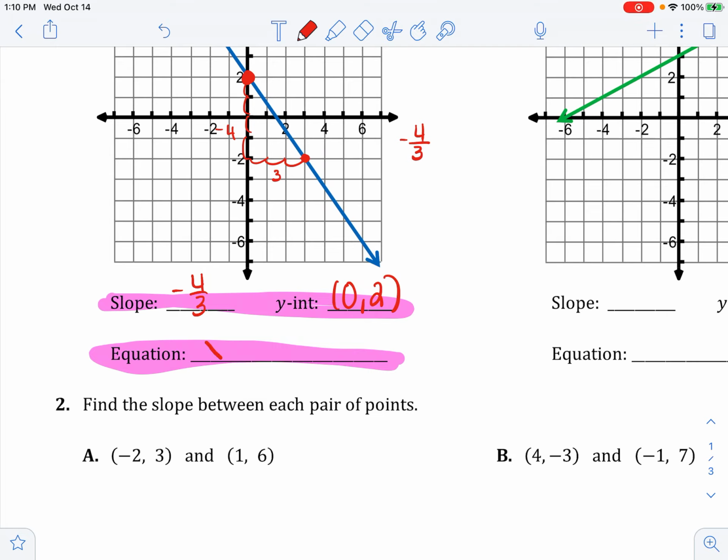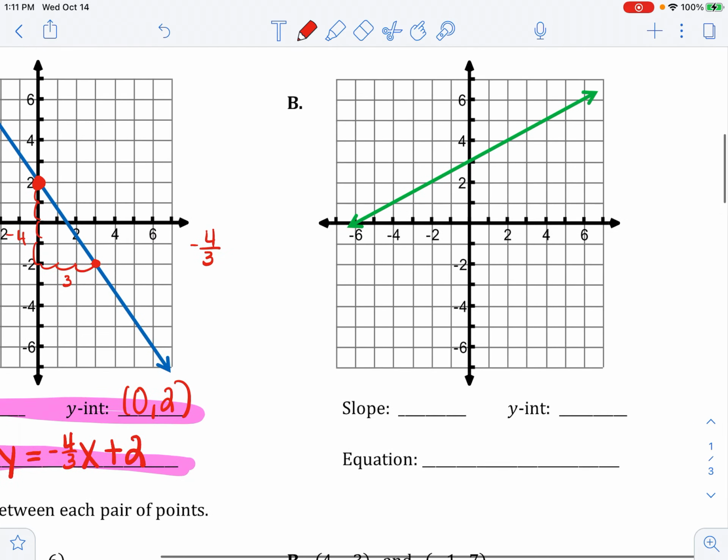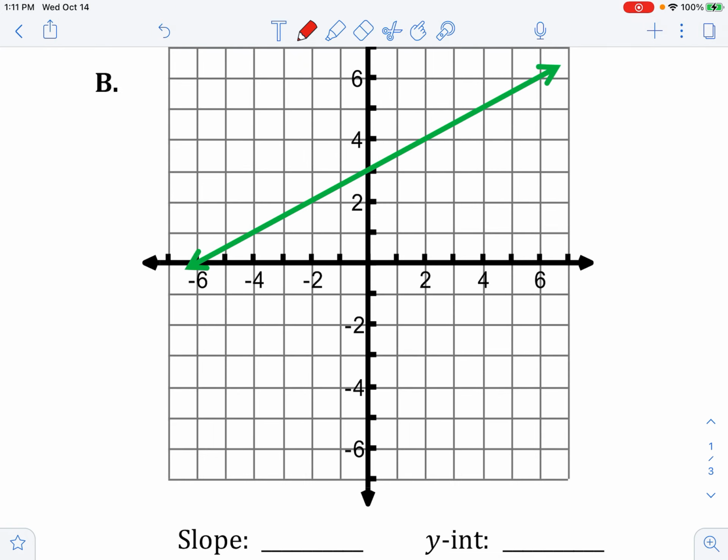So now I can write my equation of my line. It's y equals m, which is -4/3, x plus b, which is a +2. Most common mistake people make is they forget the x. Please don't forget the x, because then it's not the slope of the line anymore. The -4/3 isn't the slope anymore when you do that.